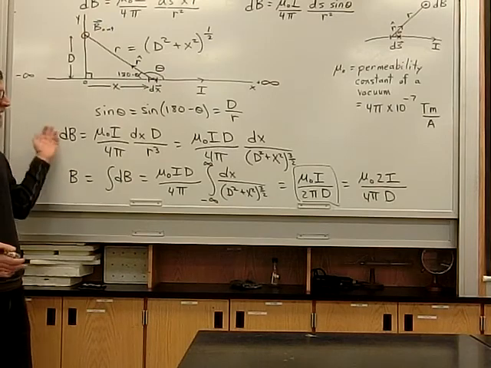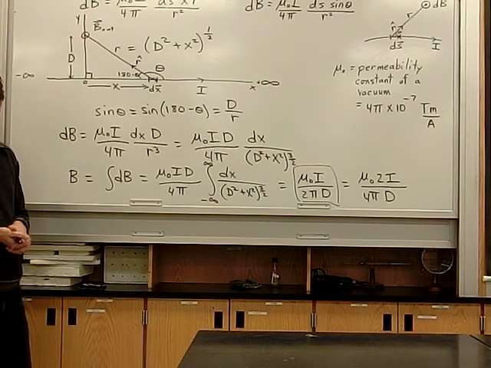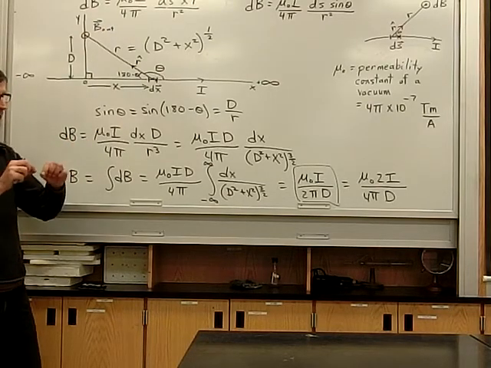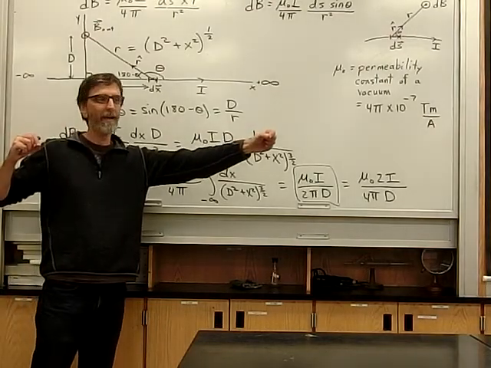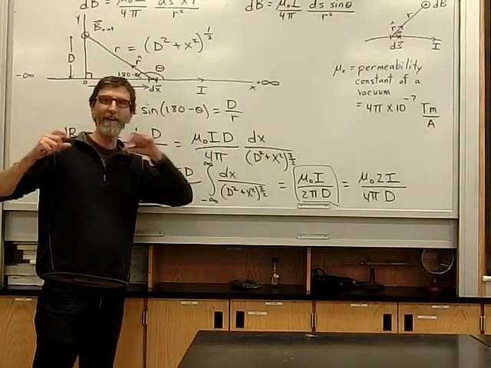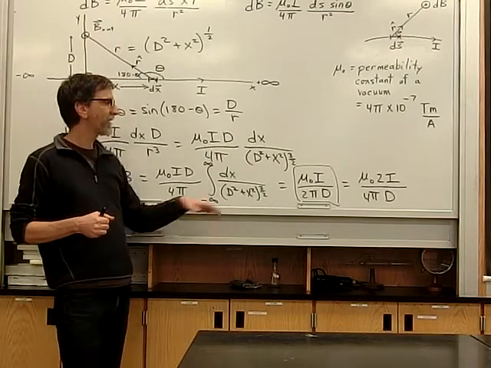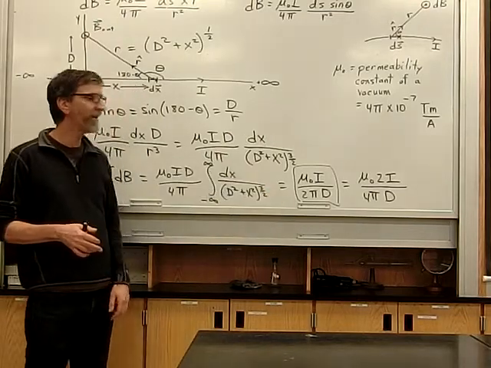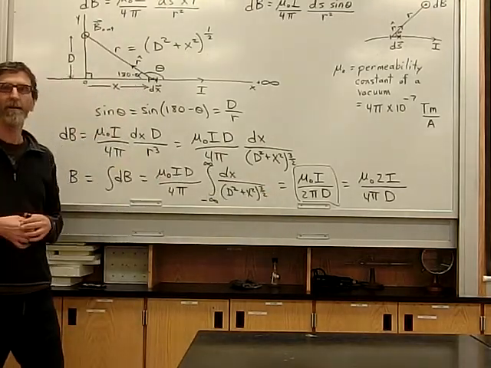Now of course infinitely long wires do not exist, but we can often have a wire that's pretty long. And as long as you're really close to the wire, it looks infinitely long. So this is a good approximation for the field near relatively long straight wires.